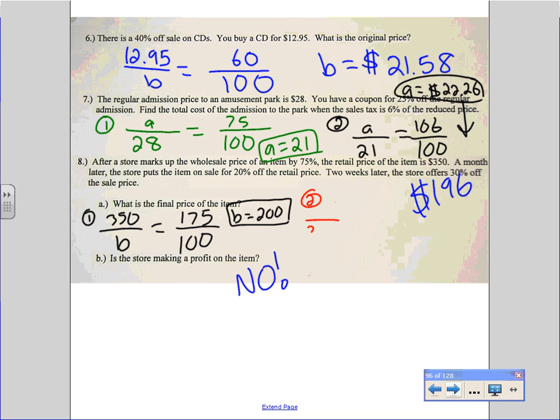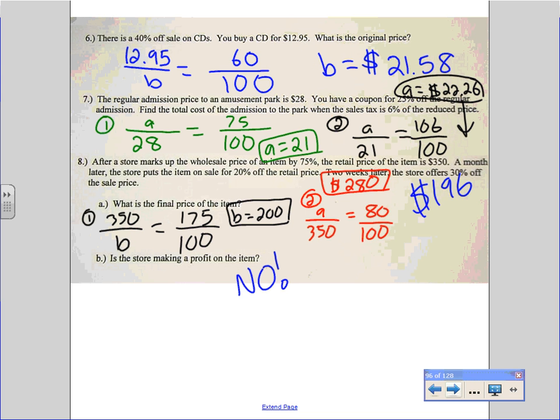Okay, step 2, we need to find the sale price. So if the original price is $350, if there's a 20% discount, we need to find the sale price. So the sale price, what'd you say, Josh? Gotcha. Remember, you're finding the new amount in this proportion, so that's why the A is here. In this type of situation, the retail is the original because you need to find what the sale price is, which is the new amount.